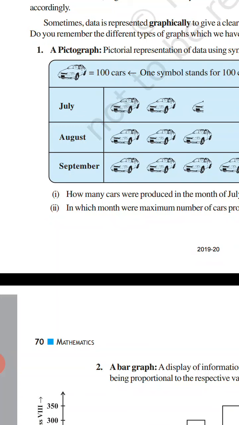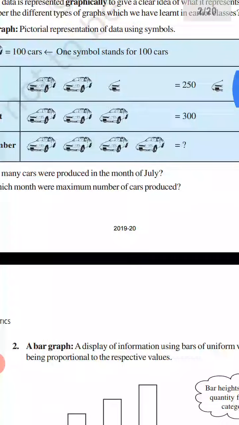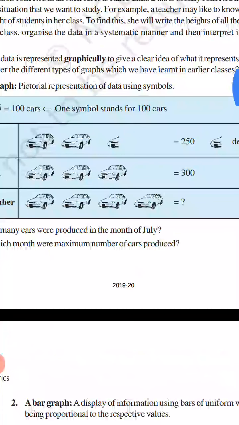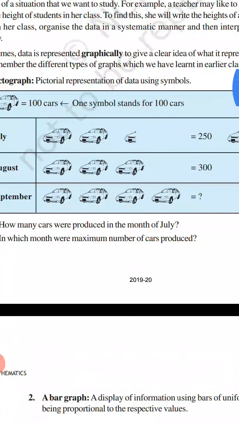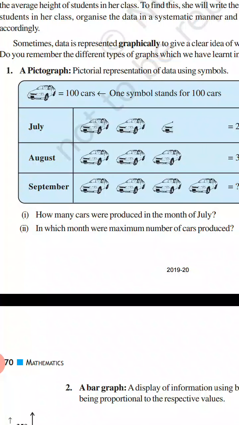Data means collection of information. If you want to know the weights of 10 students of your class, you write the names of 10 students and write their weights against their names. This is also data.